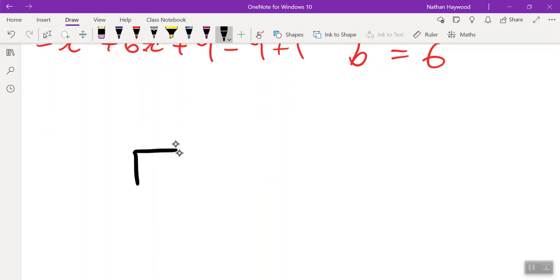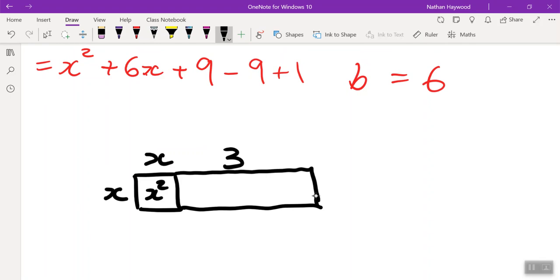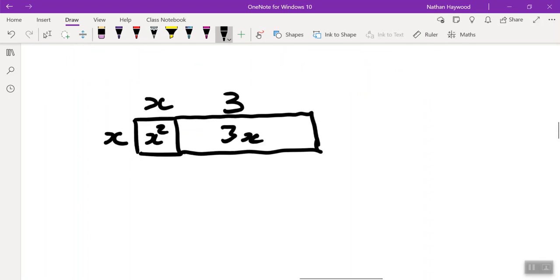Let's have a regular square. The side of the square is x. Everyone with me so far? We've got a square. What's the area of this square? x squared. I'm going to add to the square a length. This length is 3. What is the size of this rectangle, the area? 3x.